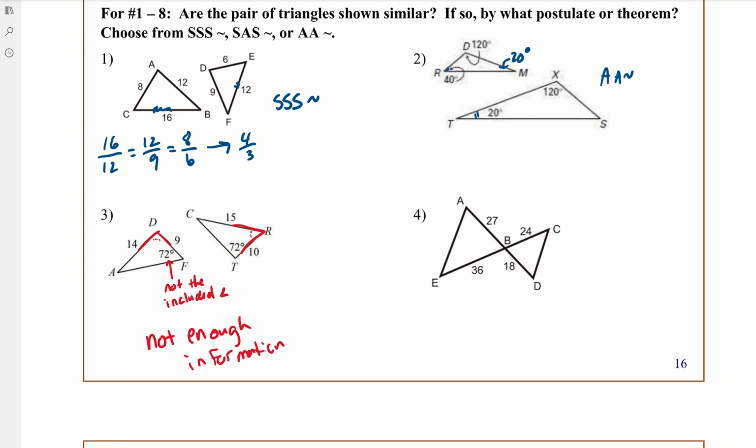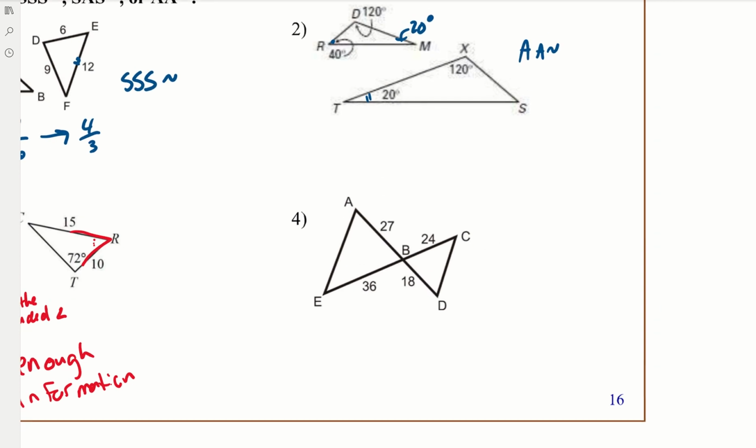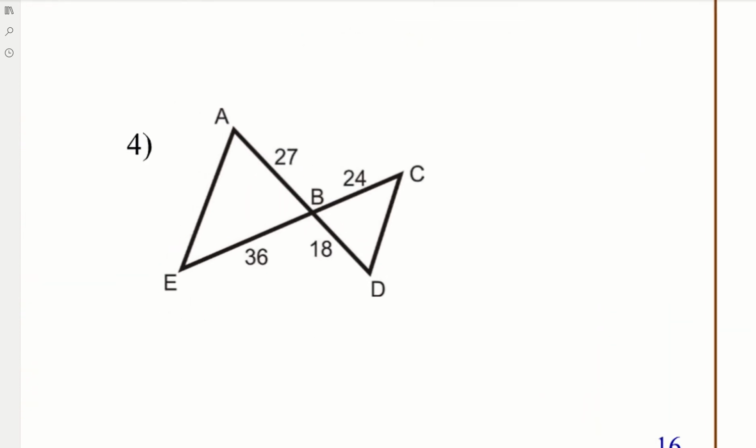So that causes me some problems. Okay, let's look at number 4. What do I have here? I have a couple of side lengths, and one thing I do notice is that I have vertical angles there, and I know that vertical angles are congruent, so I'm going to go ahead and label that on there. Let's see if I do have proportional sides here.